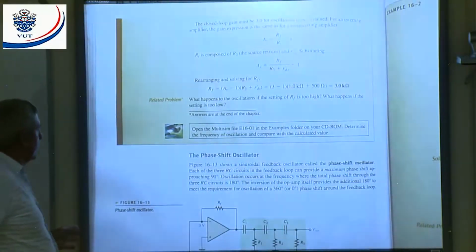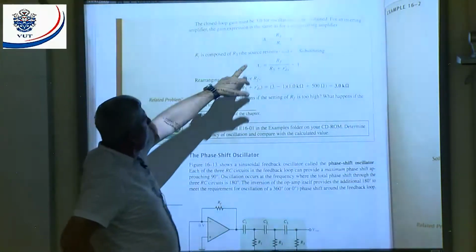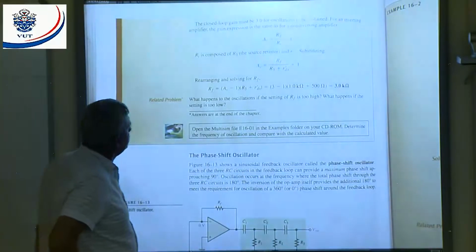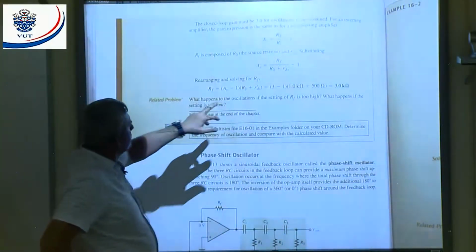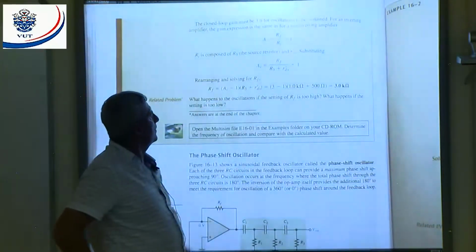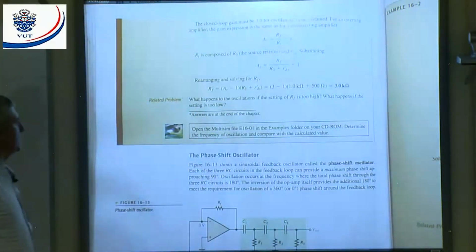I think ignore that. The gain for a non-inverting amplifier is RF over Rin plus 1. But now we can say Rin is going to be R3 plus r_ds, all right? And then I can go and work out RF. Then RF is equal to (AV minus 1) times (R3 plus r_ds). When we work that out, we get a value of 3 kilo ohms, all right?